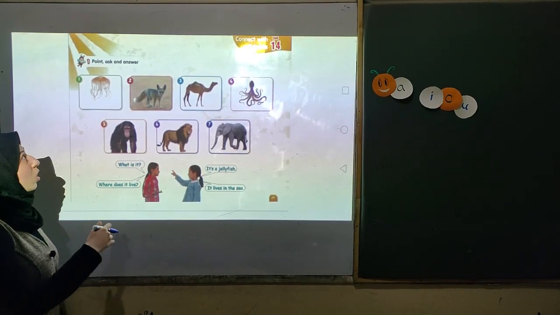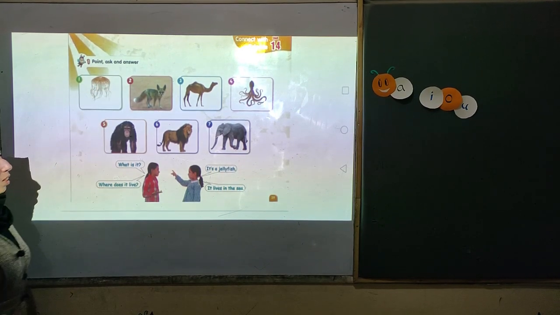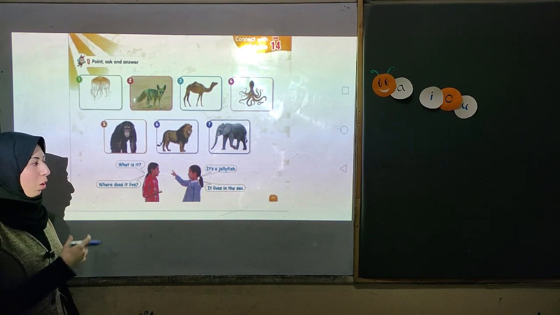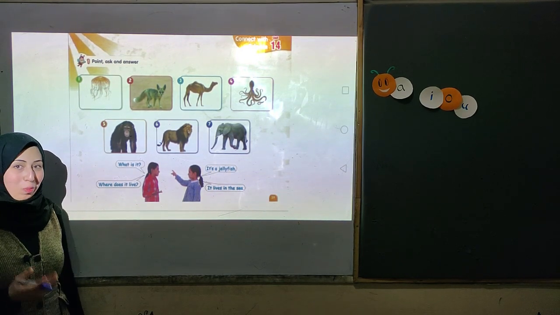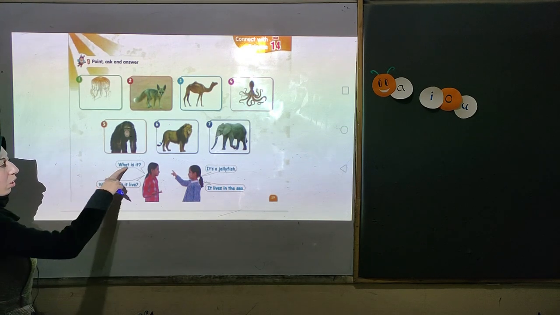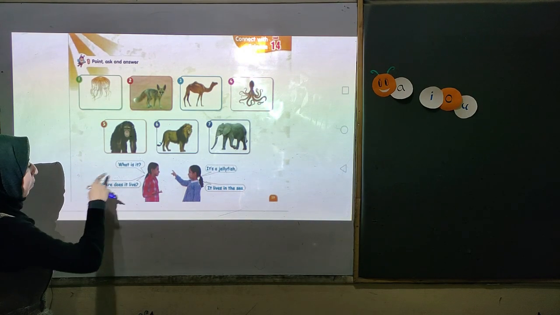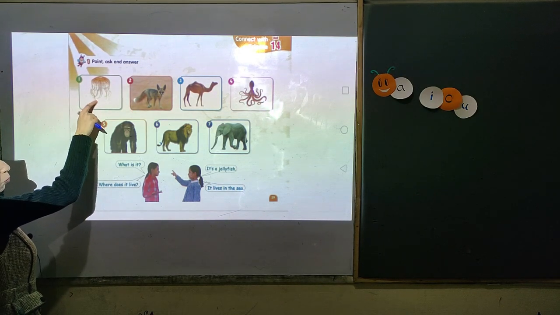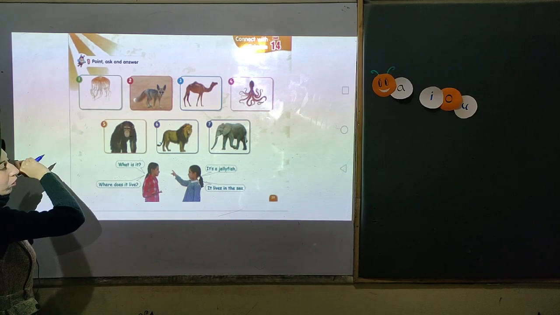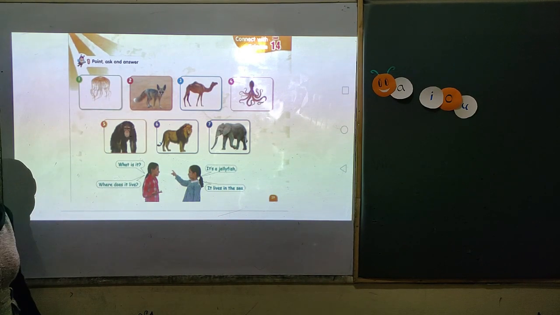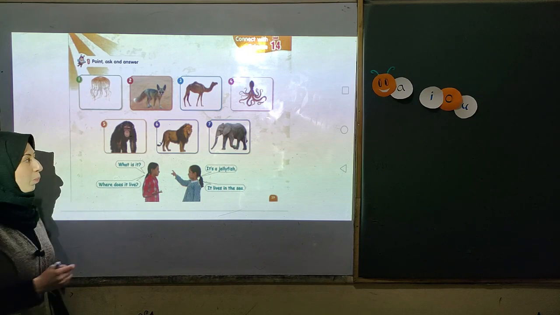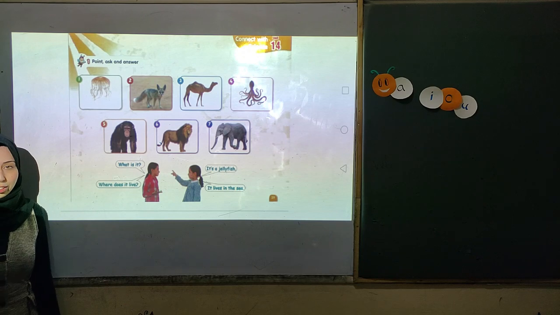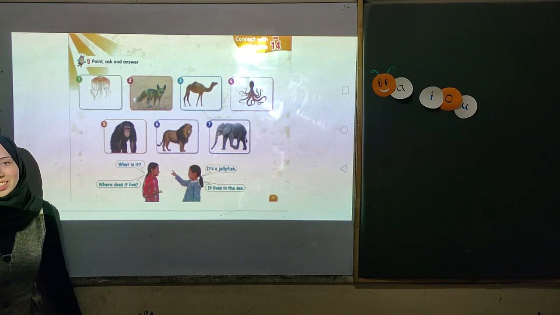In this exercise, point, ask and answer. Okay? We should try it at home with our brothers, sisters or mother, anyone. So, I'll ask, for example, what is it? And I'll point to the picture number one. The answer is, it's a jellyfish. And I'll ask, where does it live? It lives in the sea for sure.